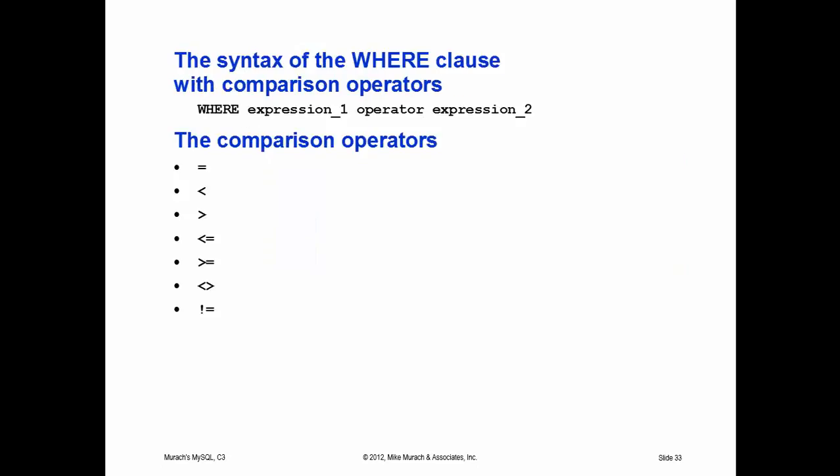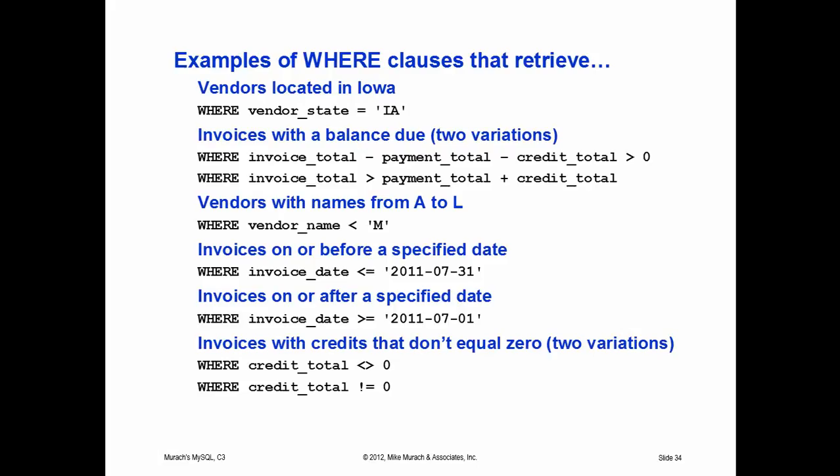The comparison operators are the same ones that you've used in other languages before. In other words, single equal sign for equality, a less than sign, a greater than sign, less than or equal to, greater than or equal to, and notice for not equal to, you can use either a less than sign followed by a greater than sign, or you can use an exclamation point followed by an equal sign. Either one of those will work.